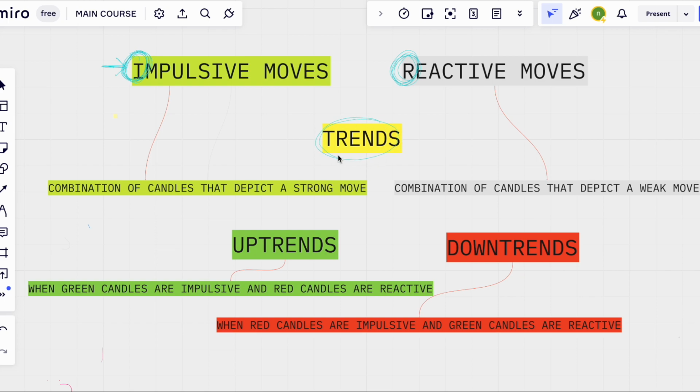So I repeat, what is an impulsive move? An impulsive move is a combination of candles that depict a strong move. The first condition is there has to be a combination of candles. This is the first criteria. And also it should depict a strong move. Let's look at the charts and try to find combinations of candles that depict a strong move.